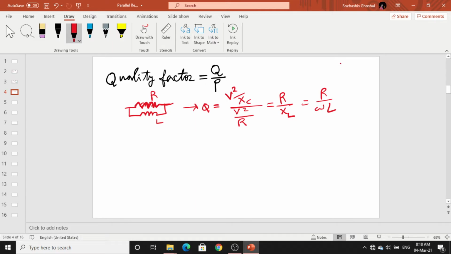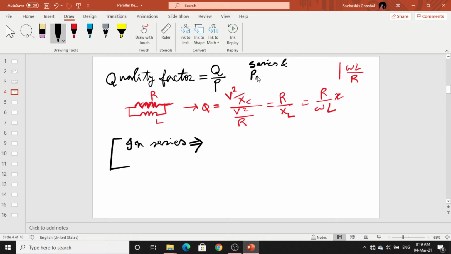In series circuit, what was that? Omega L by R. In parallel circuit, what is it? R by omega L. Now I am giving you one very important short trick. Just like Thevenin and Norton, they are dual to each other, similarly series and parallel circuits are known as dual to each other.